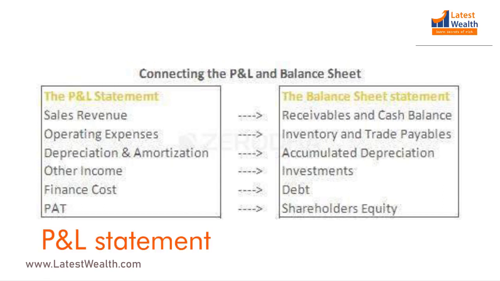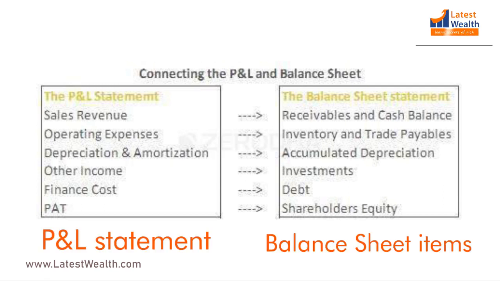Left side is profit and loss statement and right side is balance sheet. Sales revenue will turn into receivables and cash balance. Operating expenses, in balance sheet it will be like inventory and trade payables. Depreciation and amortization will turn into accumulated depreciation. Other income will come as investments. In profit loss statement, finance cost; in balance sheet it is debt.